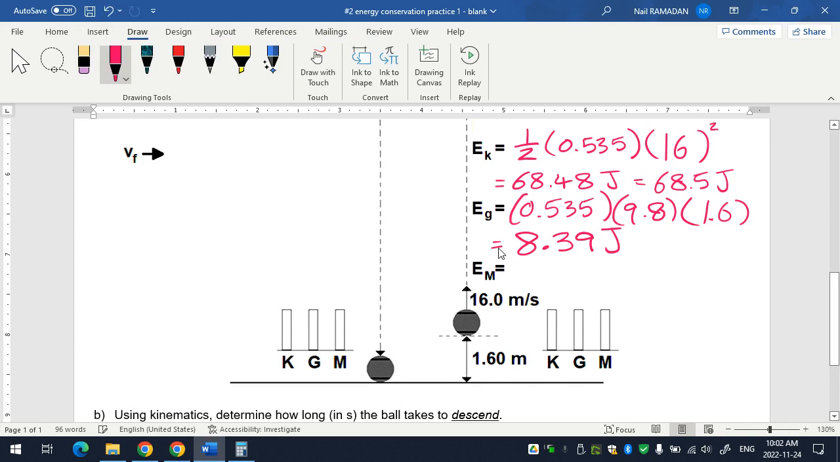Perfect. And now what do I do with both kinds of energies? Or sorry, I should say both forms of energy. They're called forms because of transformation. So if we add this to that, we get what? 68 plus 8 is 76, and 39 plus 50 is 89. So 76.89, yep, which to 3 sig figs would be 76.9 in joules.